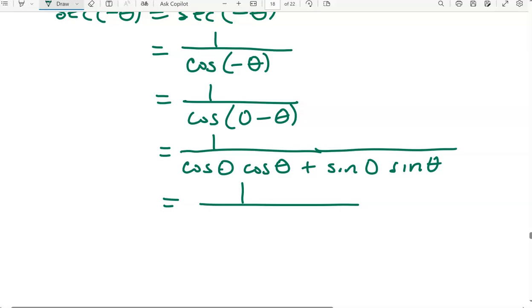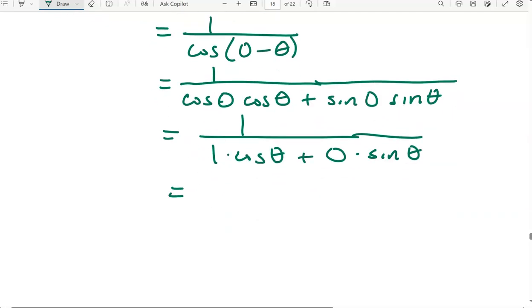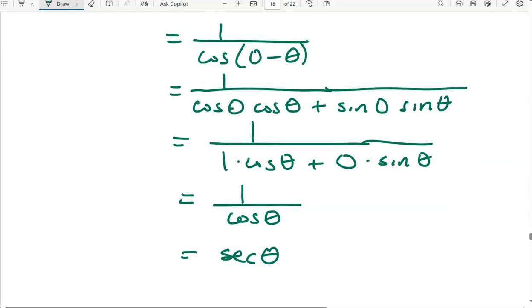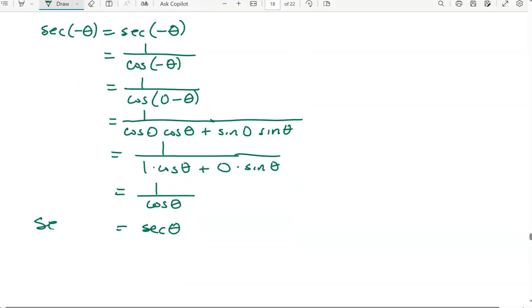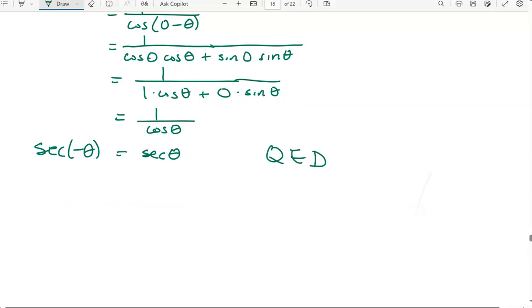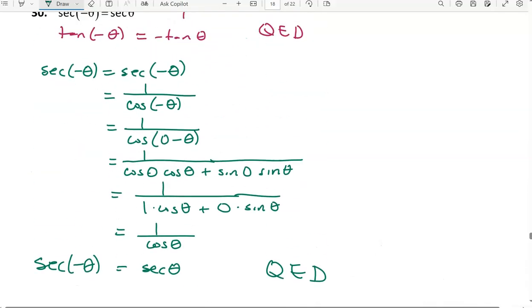And cosine of 0 is 1. And sine of 0 is 0. And so simplifying the denominator there, we get just cosine. And 1 divided by cosine is secant. So bringing down the other side of the equation here, we have secant of the opposite of theta is equal to secant of theta. And we are done with that proof. And I believe that's the last one in the review.